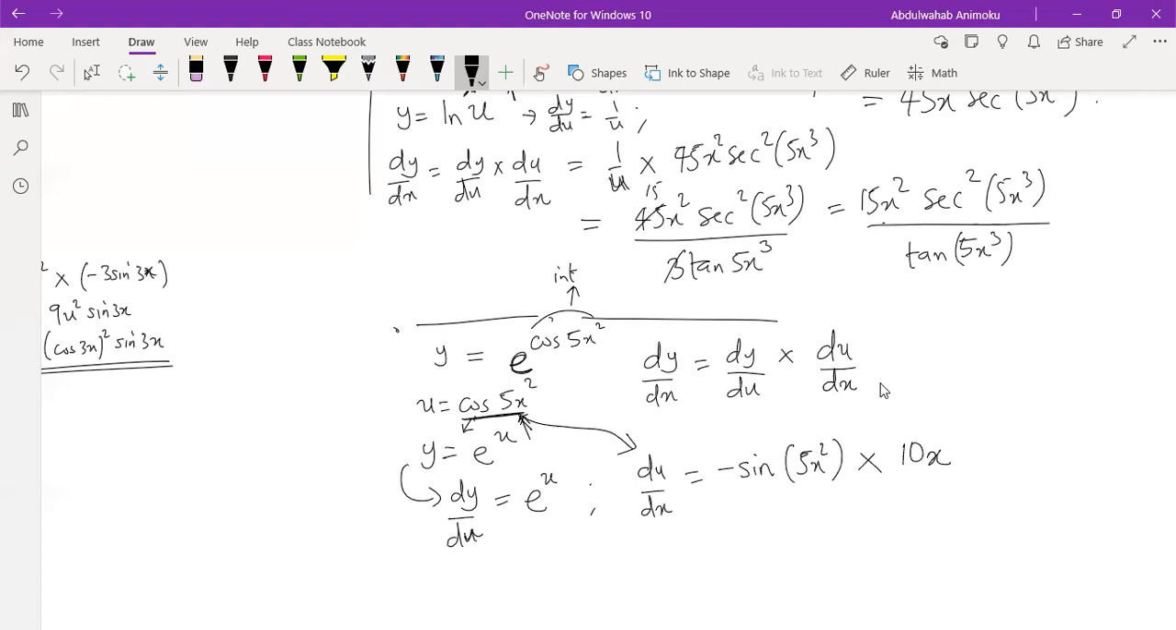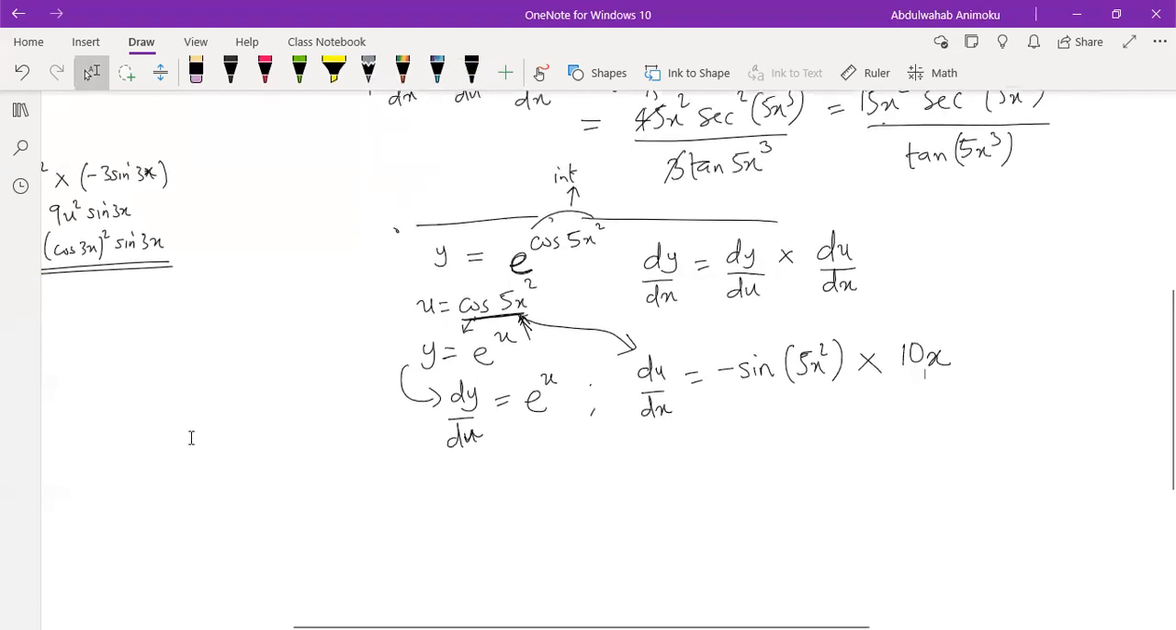So we find the derivative of the external function multiplied by the derivative of the inside. When we are using the chain rule, that's what we do. The derivative of cosine is minus sine of whatever function is inside the cosine, multiplied by the derivative of the inside, which is the derivative of 5x squared, which is 10x. So now we can write this out. That is du/dx.